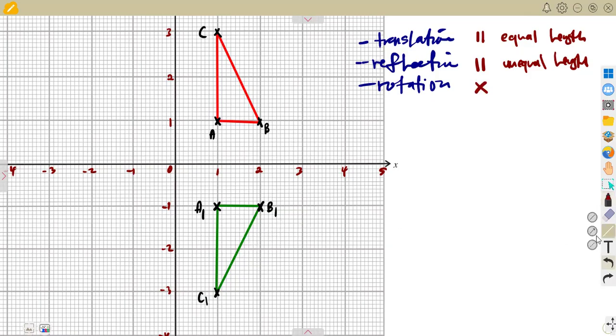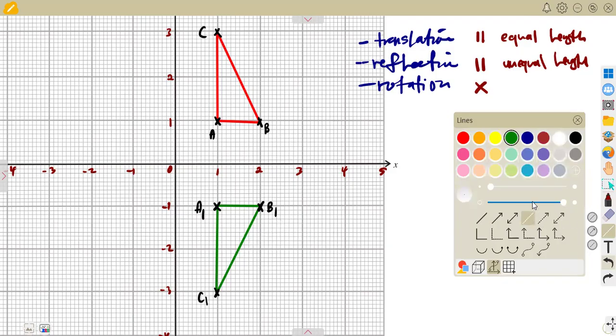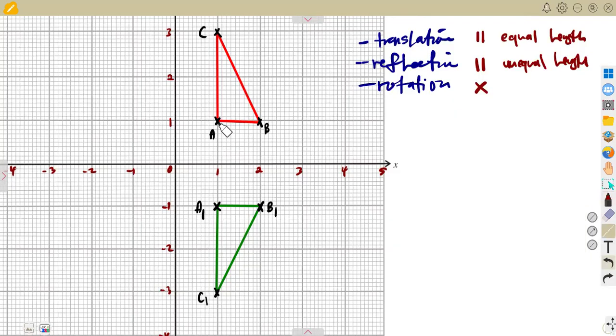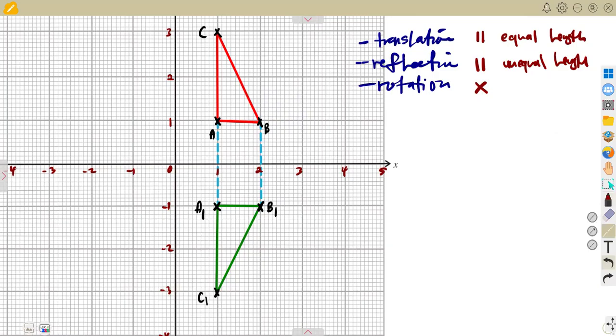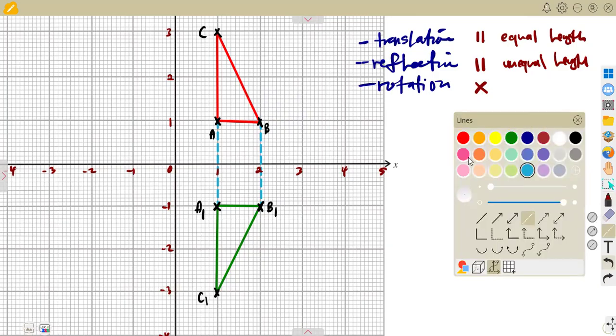By joining corresponding points, we need to check this. The point A to A1, using a ruler, must be a broken line. A to A1. You do the same thing, B to B1. Okay? Then you do the same thing from C to C1. But on this one, I want you to see what is happening there.